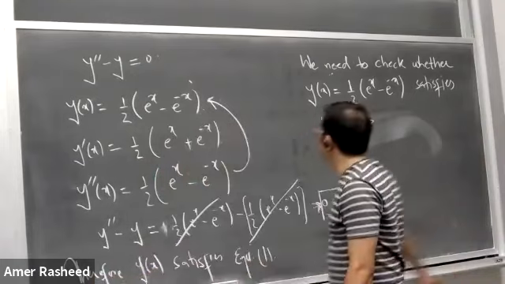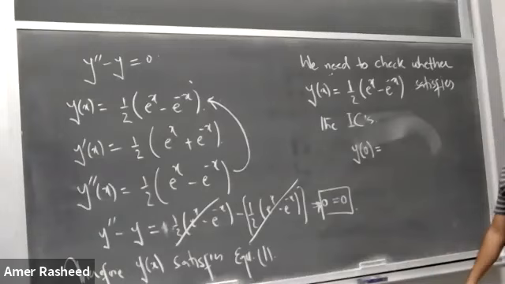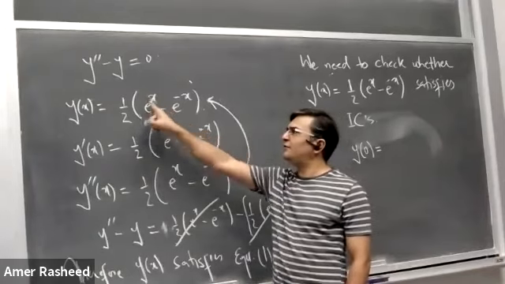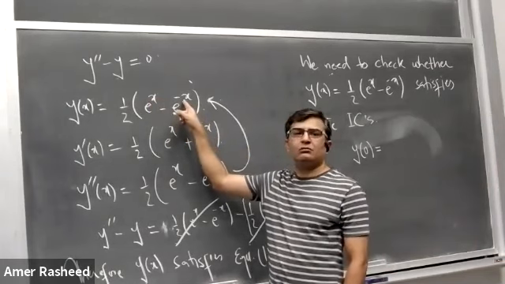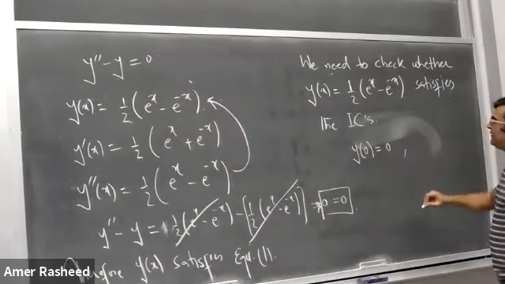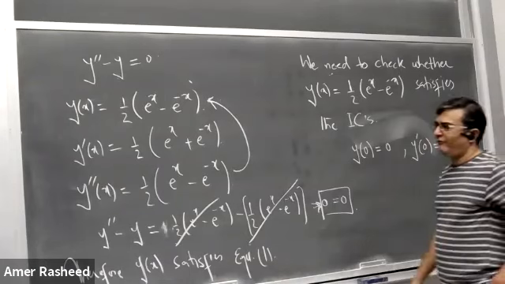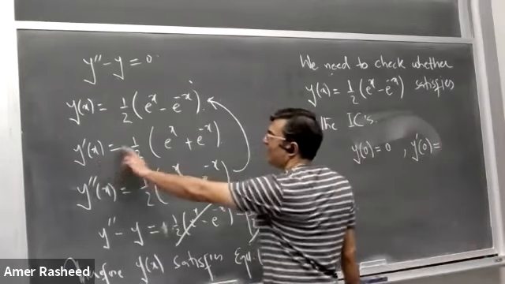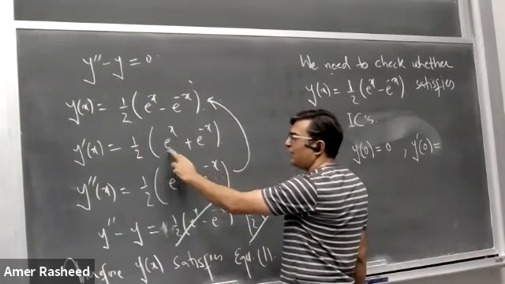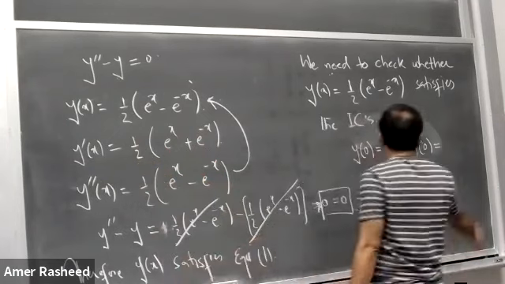How do we check it? We need to check y at 0. What is y of x? You put 0 here: e^0 minus e^0, 1 minus 1, which gives us 0. And we need to check y dash at 0. Now, what is y dash? Y dash is 1/2 (e^0 plus e^0). It is 1/2 plus 1/2, which gives us 1.